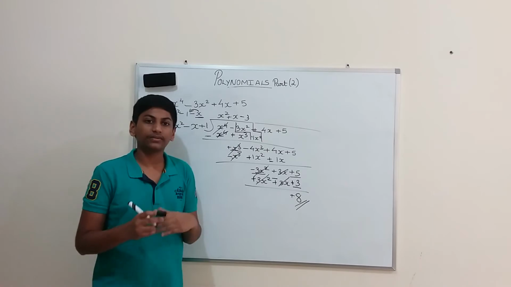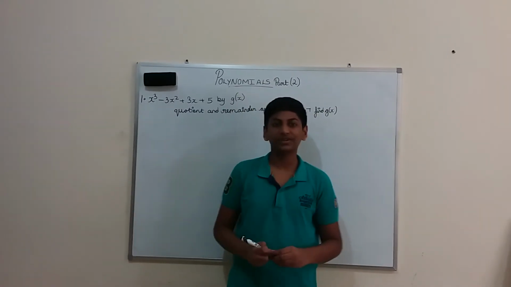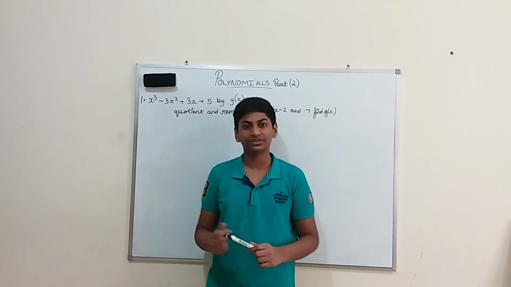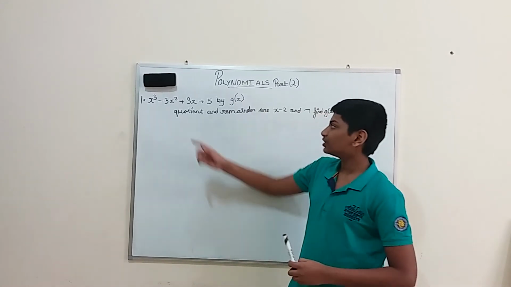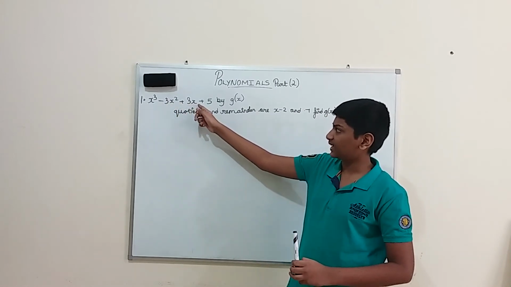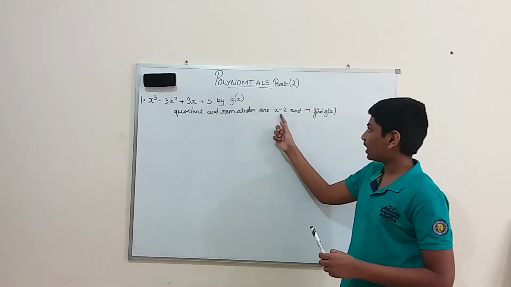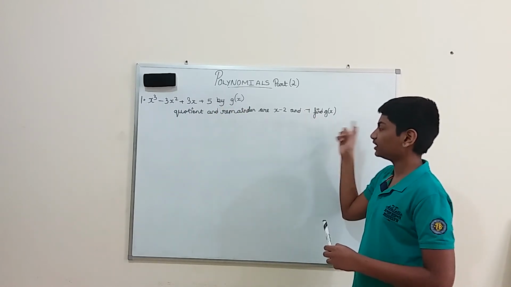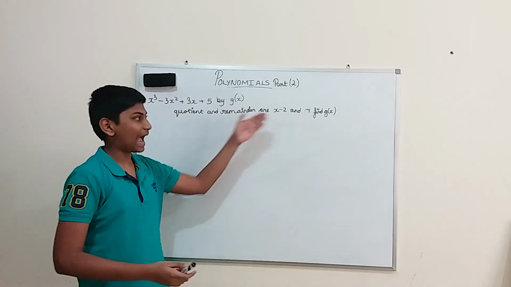So now let's solve another question under this. Come to the end of our chapter. So as usual, after end of chapter we will use a word problem, or the question will be a little hard. So let's do that one. So here I have x cube minus 3x square plus 3x plus 5 by g of x. Quotient and remainder are x minus 2 and 7. Find g of x.